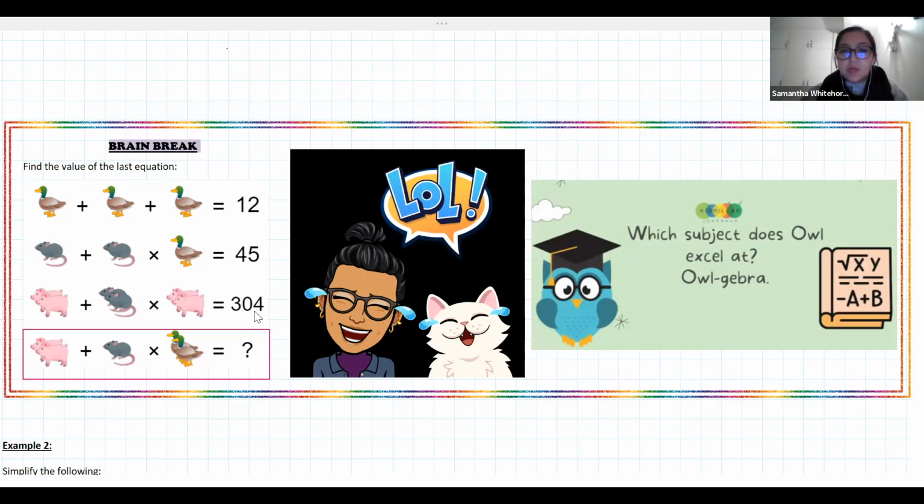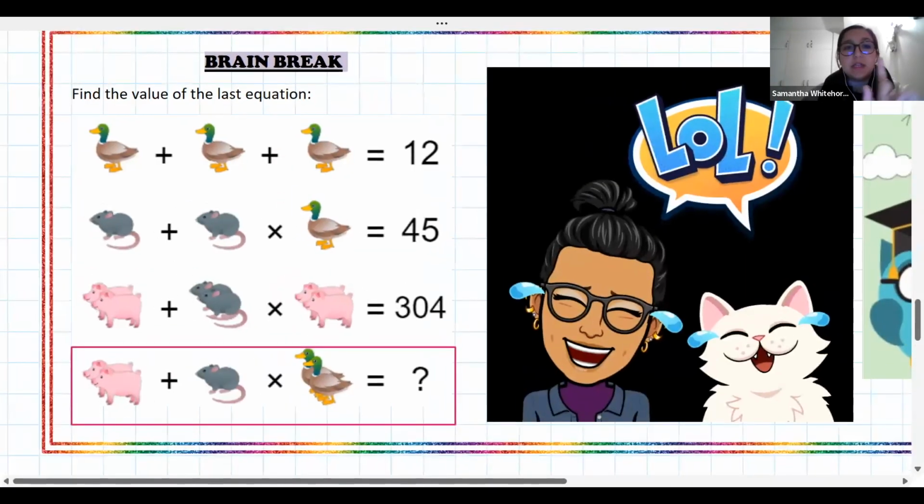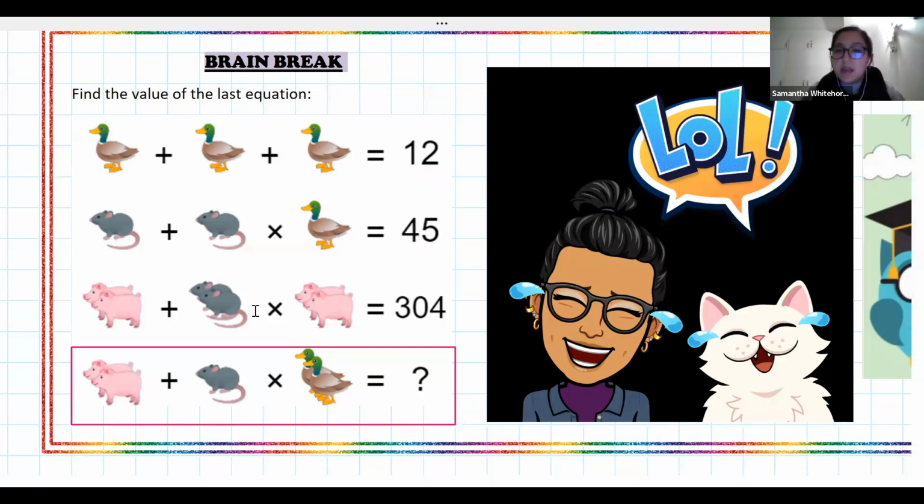Okay, I've just made it a bit smaller so that you can see the joke if you want. I'm going to make it bigger now because remember, guys, we need to be careful of where we've got 1 pig, 2 pigs, 2 ducks, 2 mice, whatever the case is. So just be careful.